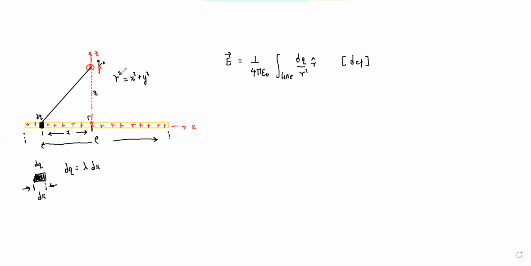So what is this r squared? It is the distance between the selected region and the test charge. We have a positive charge here and a positive charge here, and the distance that separates these two is r. So in this situation, you can just imagine this dq and q to be similar to distinct charges, which means here we have our r.